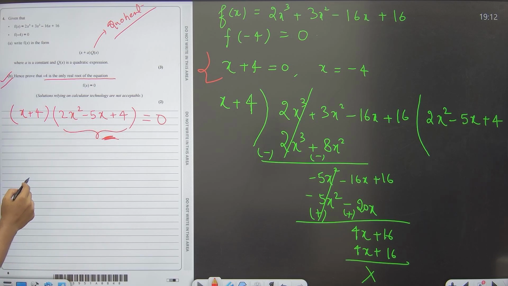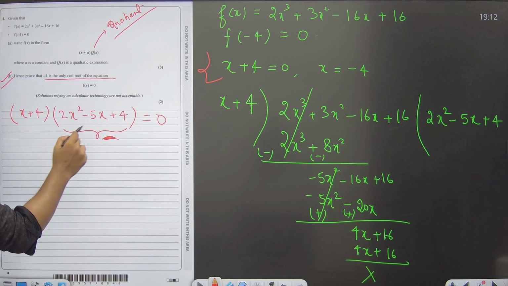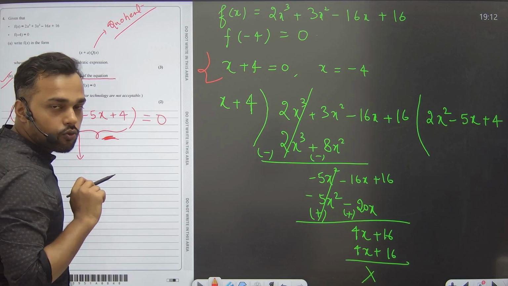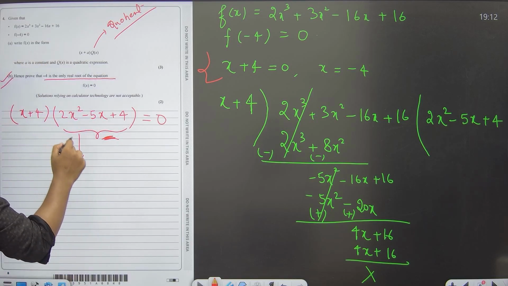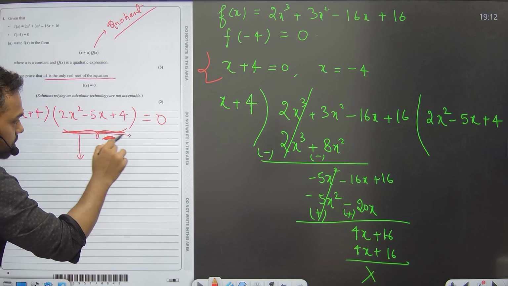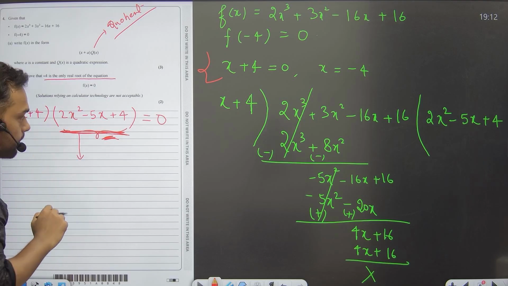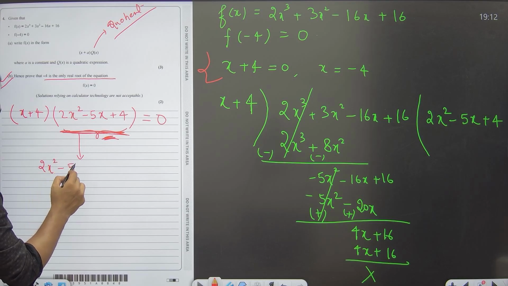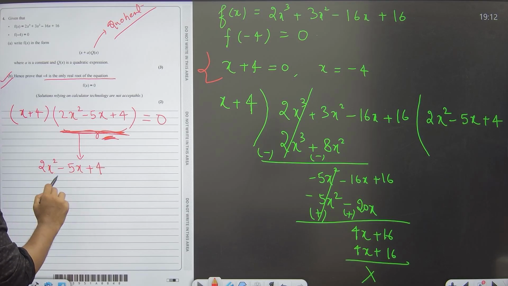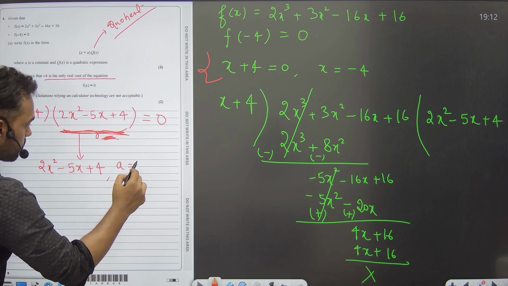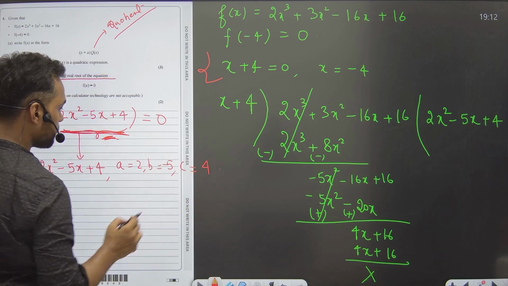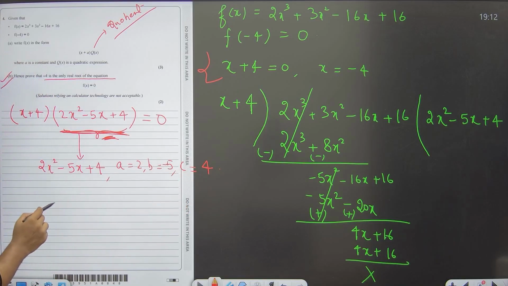It is 2x square negative of 5x plus of 4. So if we take out the value of x with the quadratic formula, we will be taking out the value of x for this quadratic function. So here you can compare this part. I'm writing this part only, 2x square negative of 5x plus of 4. So this function, if I say a here is 2, b here is negative of 5, and c here is 4.